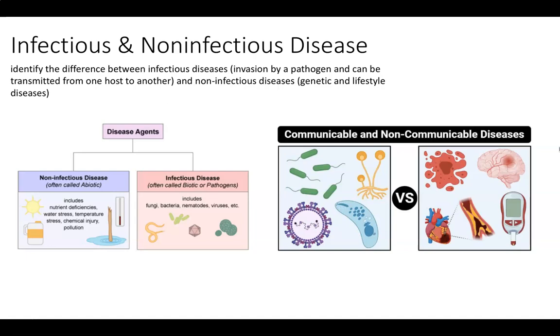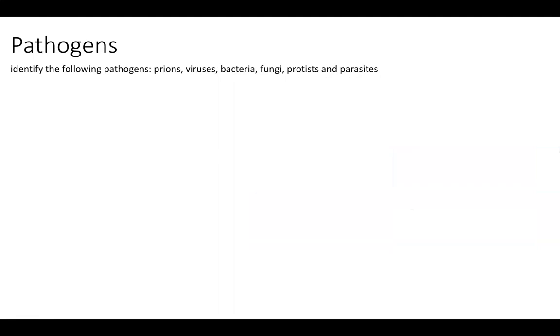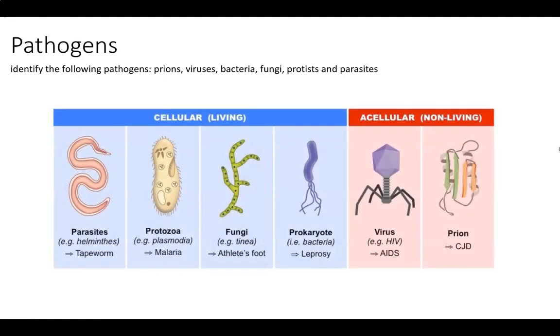So let's get into what causes infectious diseases. They are pathogens. Now, the learning goal is to identify the following pathogens, including prions, viruses, bacteria, fungi, protists, and parasites. So here's a bit of an infographic, and we'll just work through a few of these. The first thing you will notice is that all these pathogens can be split into two main categories. We have cellular, or living, biotic, or we have acellular, which means non-living.